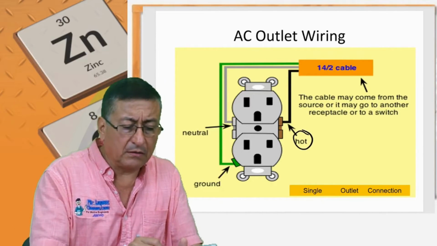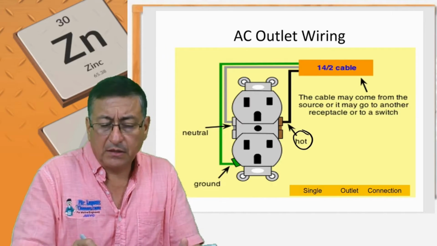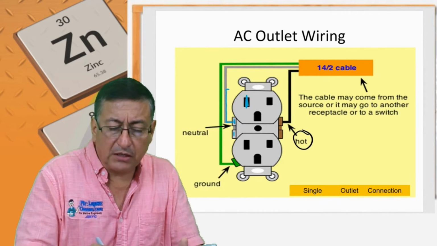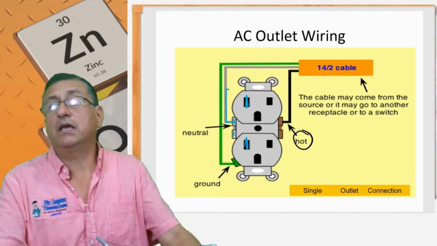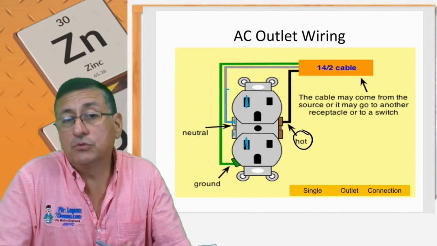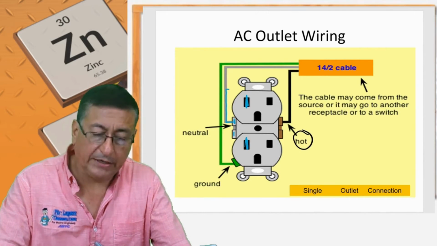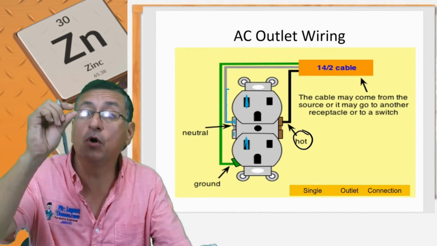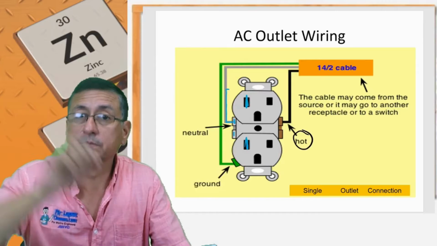Normally the neutral is white color. It's that one. I'm going to put blue. And this is the neutral terminal, and this is the neutral terminal. It's white color normally. In European boats it's blue. Okay, that's the neutral. And the hot is the black one, the small terminal in the receptacle.